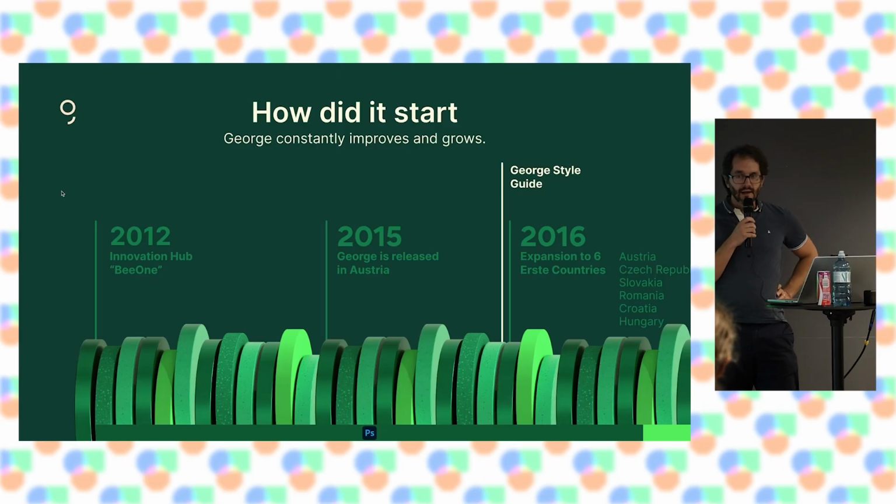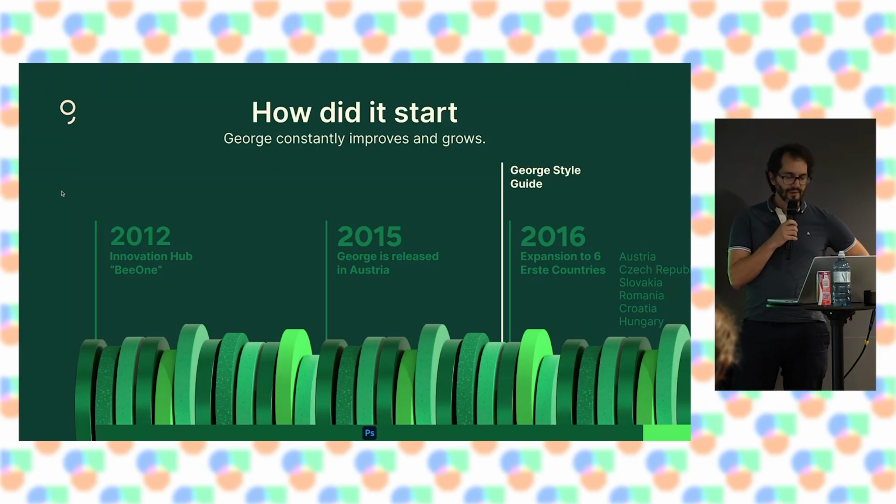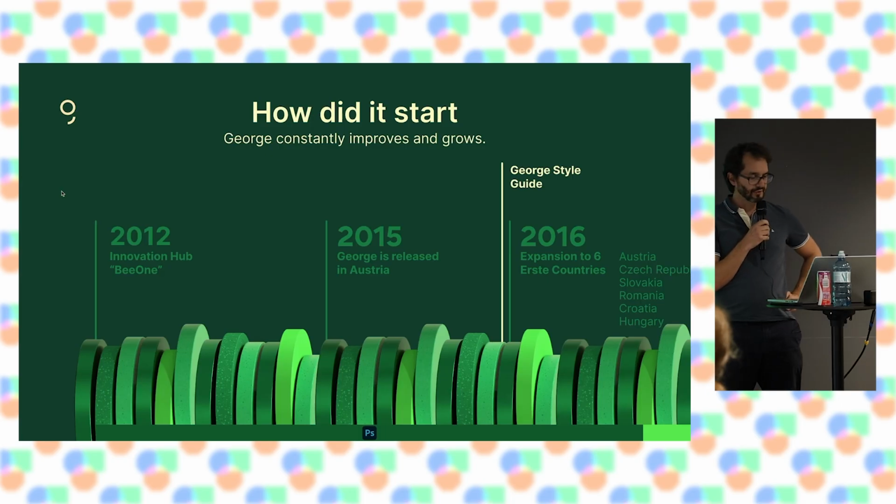How did this all start when it comes to George? Well, actually, it started already in 2012. An innovation hub was founded, a small company, to do digital innovation for Erste. And one of its prototypes was George, which 3 years later was developed into a product and rolled out to Austria.